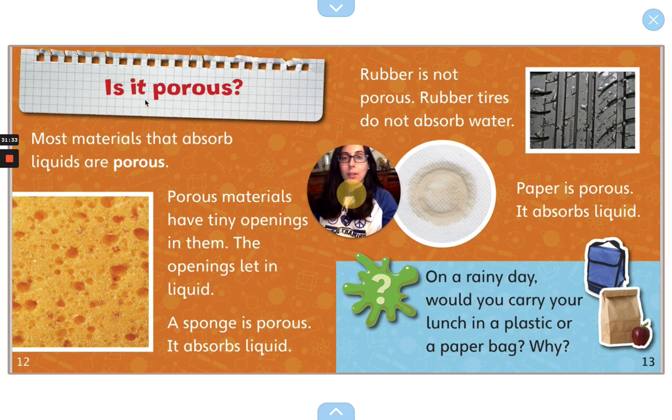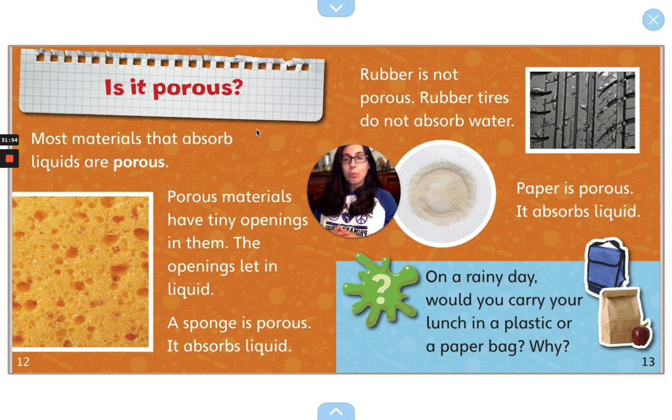Here's a new vocabulary word for us. Is it porous? Say the word porous. Porous. Very good. Most materials that absorb liquids are porous. Porous materials have tiny openings in them. The openings let in liquid. A sponge is porous. It absorbs liquid.